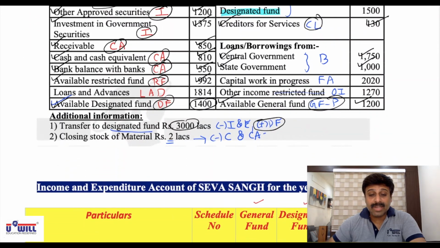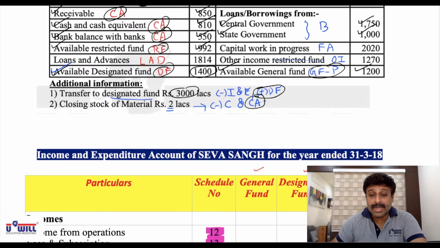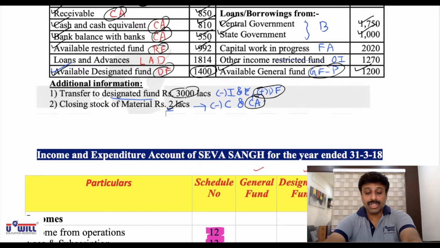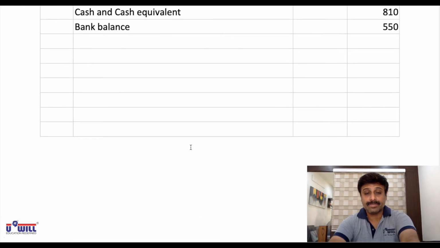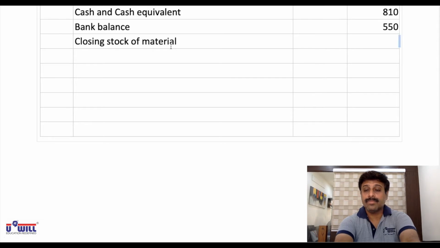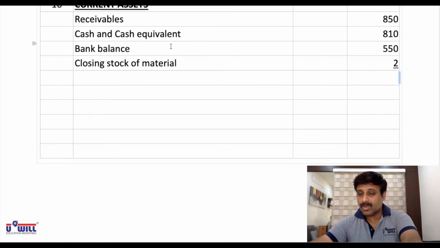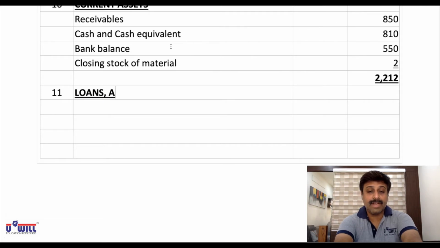Then in the adjustments, we have the second adjustment, closing stock of material. We have to write it in current assets, 2 lakhs. So closing stock of material 2 lakhs. Now we can do the totals. 850 plus 810, 1660, plus 550 plus 2, 2212. Then after current assets, we will have loans, advances and deposits.